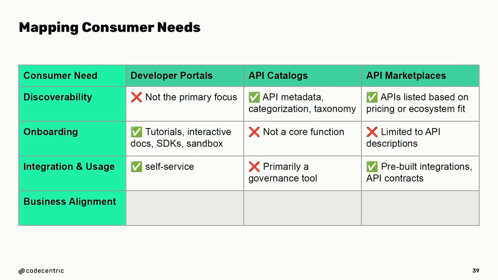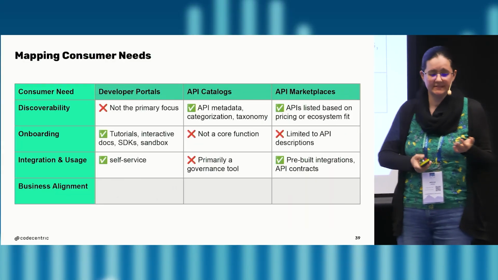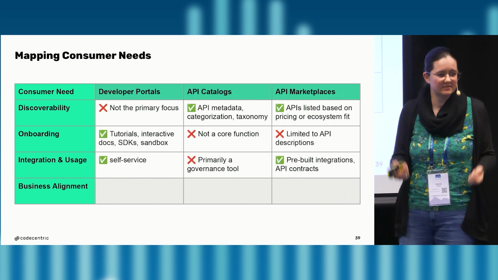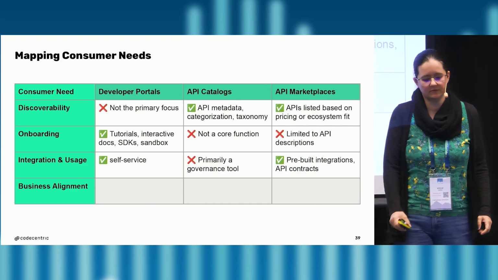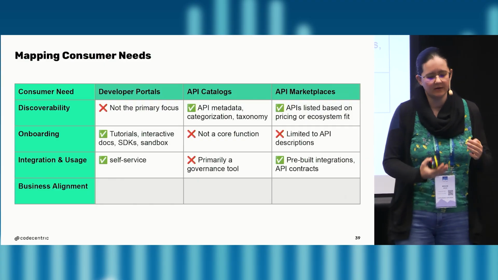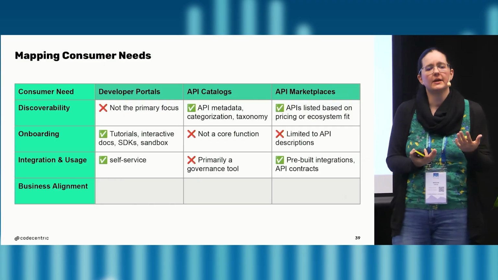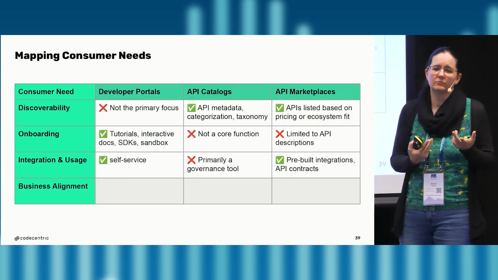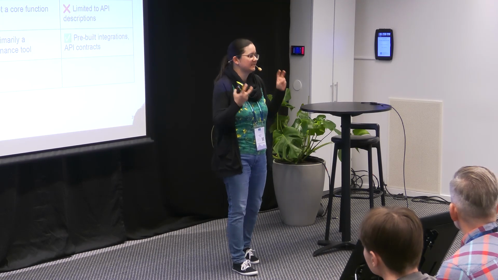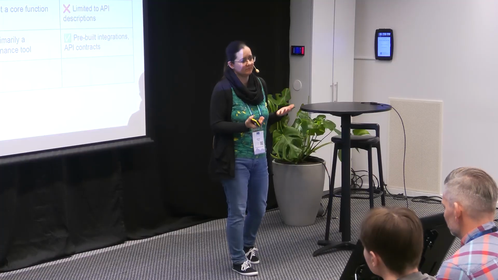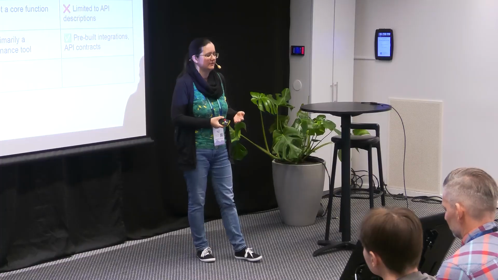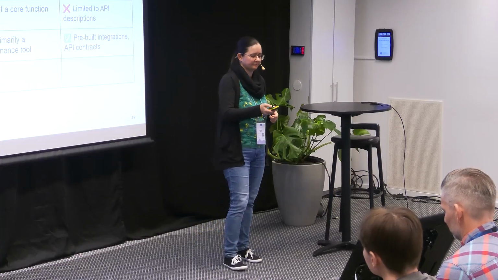For integration and usage, developer portals are hopefully self-service. You can go there, you can subscribe, get your token, you're done, right, as a consumer. So they should be self-service as much as possible. Catalogs usually are more a governance tool, so not really much on integration and usage there. For API marketplaces, yes, they might rather offer pre-built stuff often for business users more, or also more stuff like business related because there's monetization behind the API, so you might need to buy something and so on. And they also focus on the contracts.